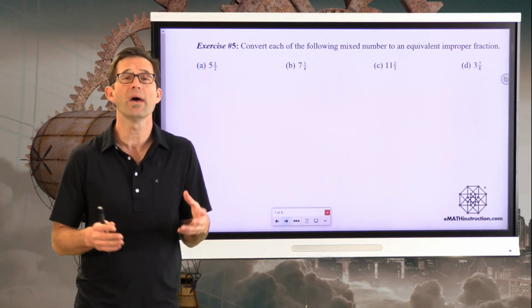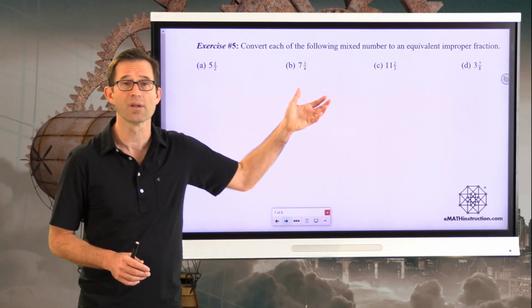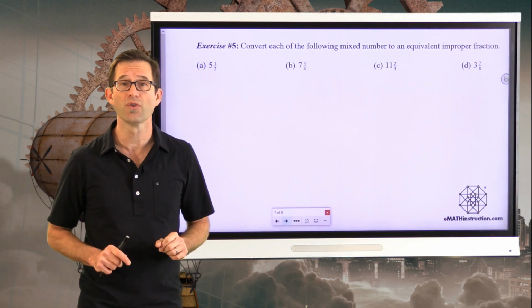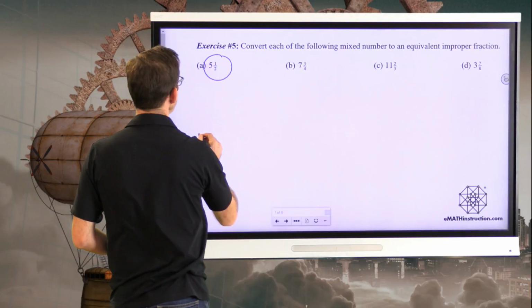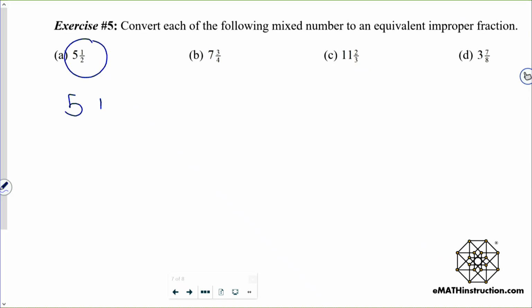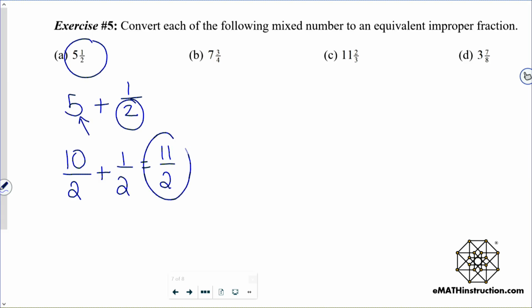All right, there's going to be many times in this course where we're going to want to take a mixed number and for a variety of reasons turn it into an improper fraction. So let's take a look at letter A together. The number 5 1/2 is literally just 5 plus the fraction 1/2. But if I want to know what the number 5 is in terms of halves, all I have to do is multiply it by the denominator, 2. So 5 is the same as 10 halves. So 10 halves plus 1/2 is 11 halves, right?